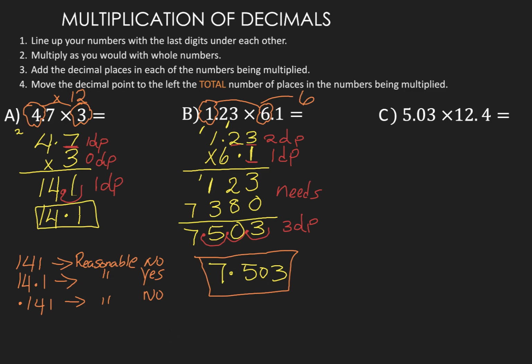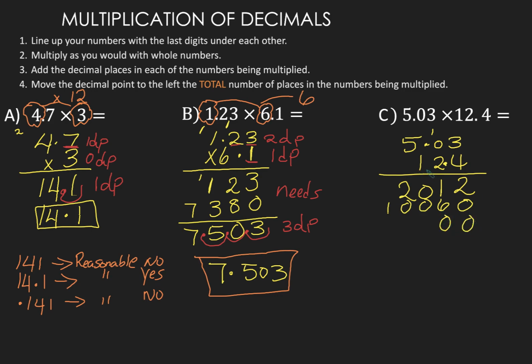Last one, let's multiply. Again, we're going to line them up, last digits under last digits. I'm thinking of this as 503 times 124. 4 times 3 is 12. Carry my 1. 4 times 0 is 0, plus 1 is 1. And 4 times 5 is 20. I'm going to put my 0. 2 times 3 is 6. 2 times 0 is 0. 2 times 5 is 10.